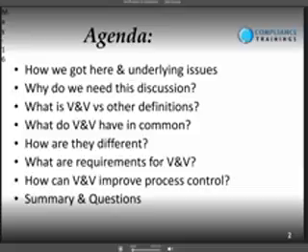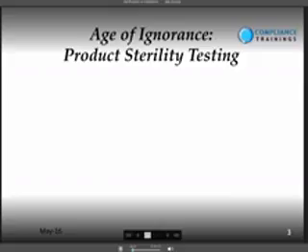But first, we need to understand how we got here, and beginning with what some call the age of ignorance. Until the 1980s, sterilization was monitored using the U.S. pharmacopoeial sterility test, where 20 units were tested after sterilization, and the lot was rejected if one or more were positive for growth. If there were no positives, then sterility of the lot was verified.